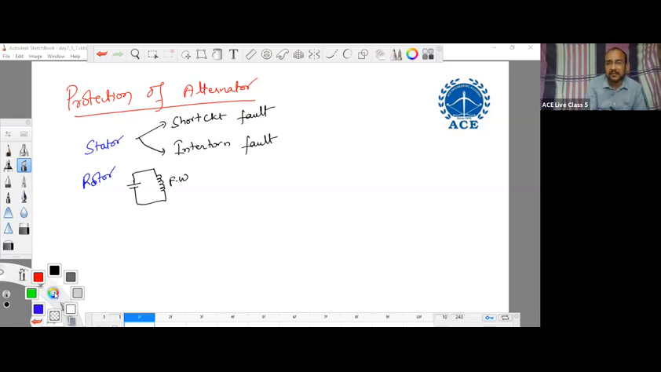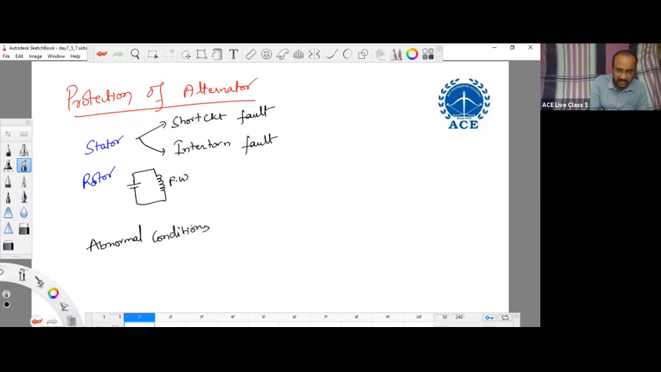In stator winding protection, the short circuit fault protection we completed in the last class. Now we need to go for interturn fault protection and rotor winding protection. And we should also discuss protection from abnormal conditions, that is, how the alternator is to be protected from these abnormal conditions.